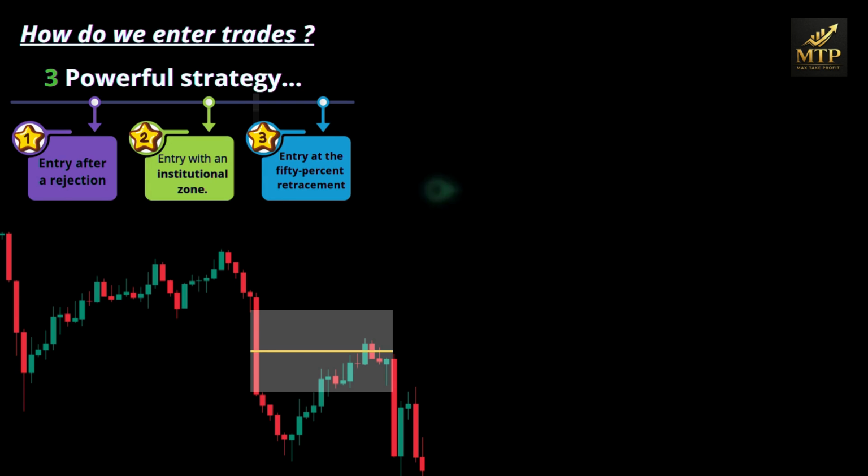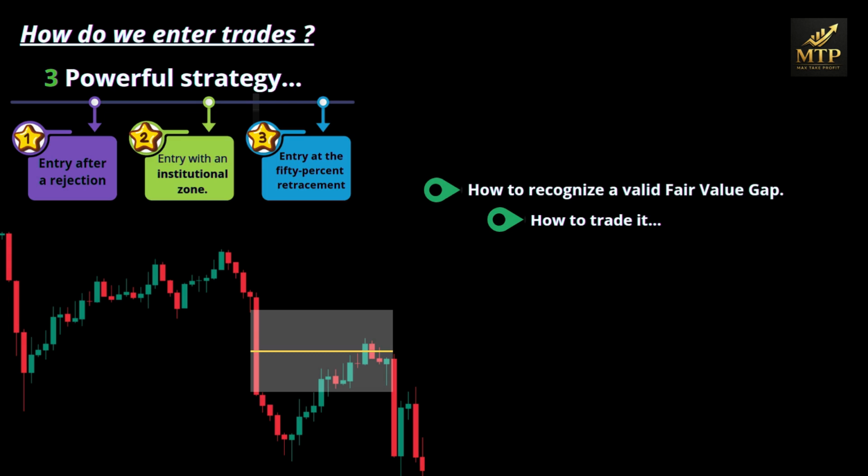Now, you understand how to recognize a valid fair value gap and how to trade it like an institutional trader. But remember, fair value gaps are only powerful if you apply discipline. Wait for the right setup, confirm with market structure, and manage your risk properly. If you practice these principles, your trading precision will improve.